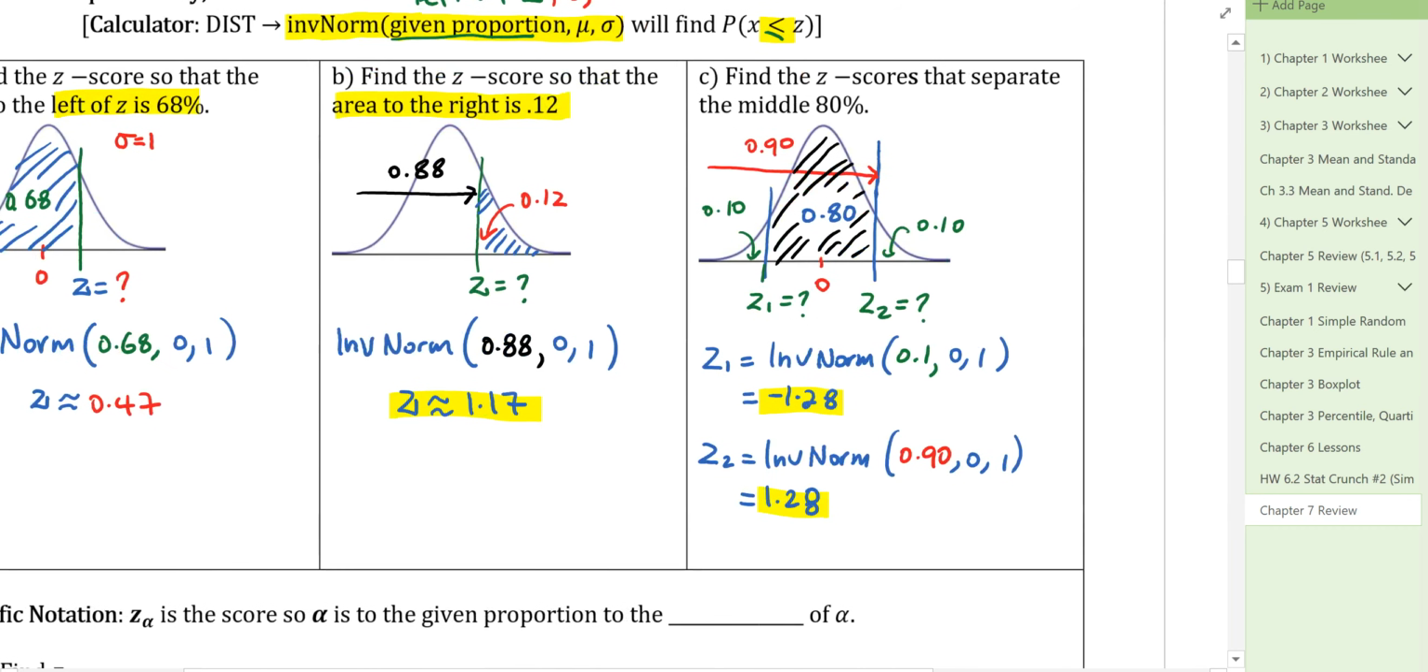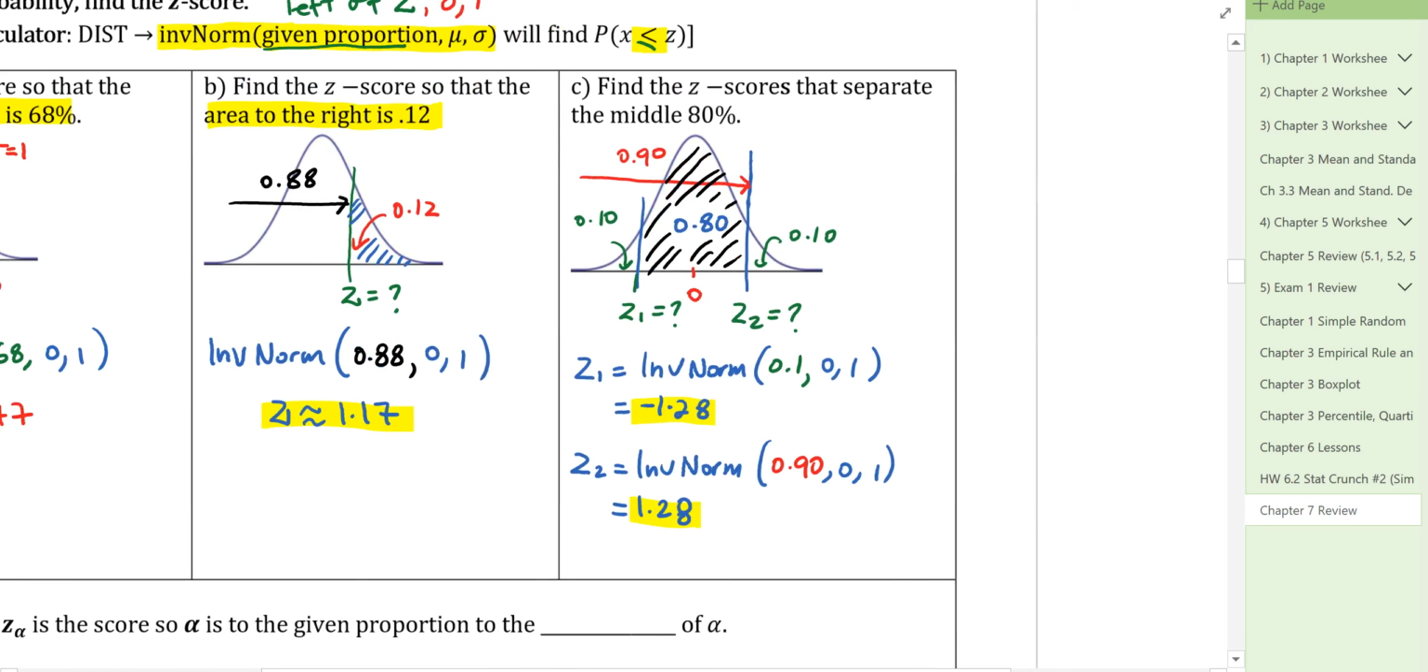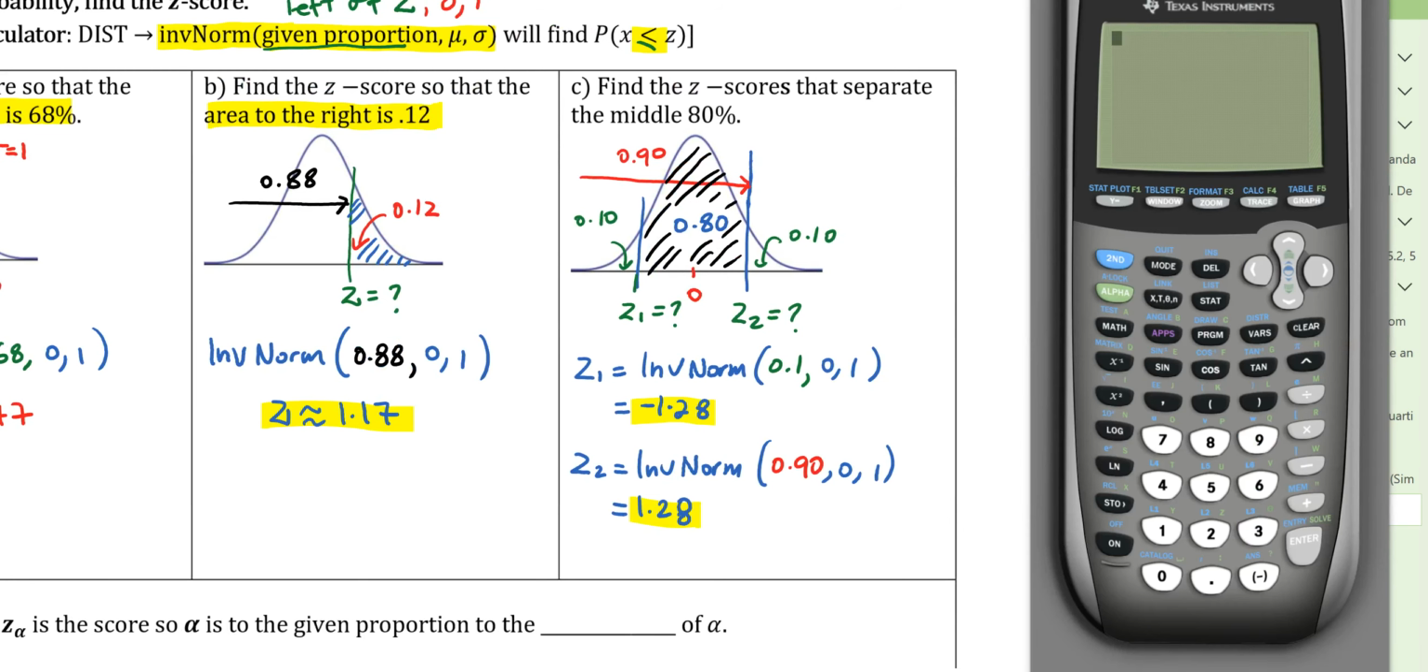All right, so let's do it. I'm going to do parts B and C in the calculator again. Okay, let's do B in the calculator again. So second vars, go to distribution, look for inverse norm, which is number 3. Now the area on the left for B is 0.88. Okay, and 0 and 1 is default, so I'll press enter, enter. And then I'll get the z-score, which is approximately 1.17.